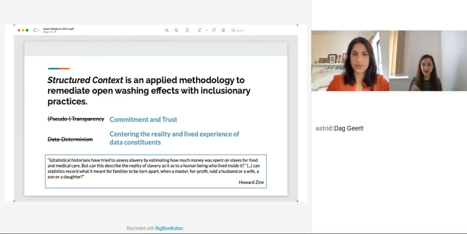This quote from Howard Zinn reminds us once again why we need something more than data, and why data is not the answer to all of our questions. It reads, "Statistical historians have tried to assess slavery by estimating how much money was spent on slaves for food and medical care. But can this describe the reality of slavery as it is to a human being who lived inside it? Can statistics record what it meant for families to be torn apart when a master for profit sold a husband or a wife, a son or a daughter?"